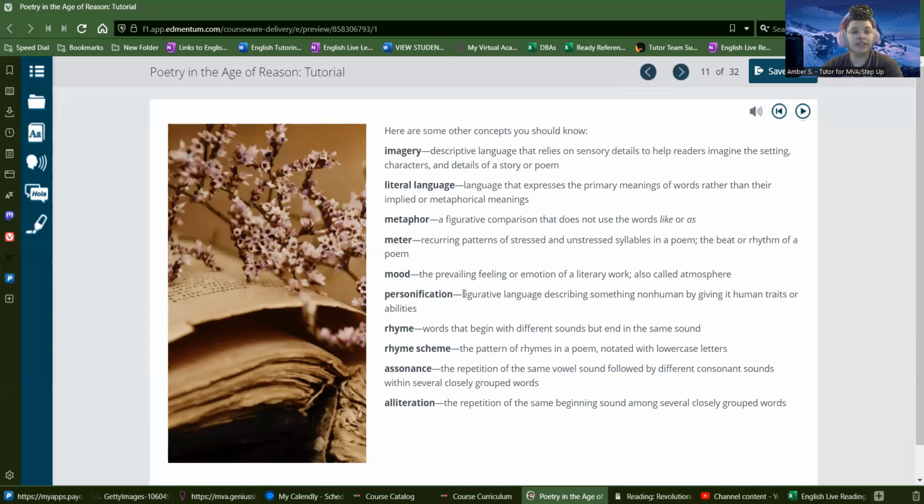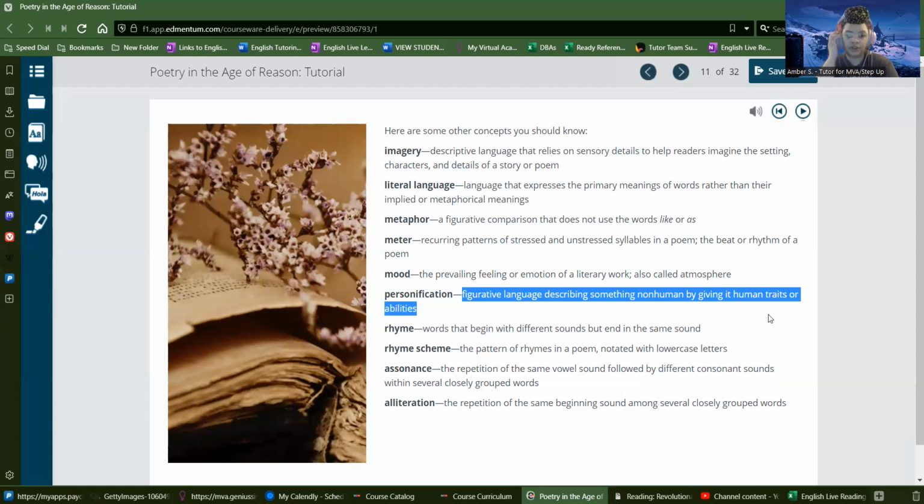Personification, this happens a lot in the poem that we are about to read. So it says here that this is figurative language describing something non-human by giving it human traits or abilities. So if you were to say, and this is the example I always use in tutorials, the trees danced in the wind, right?